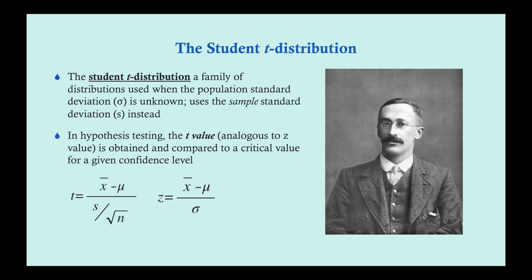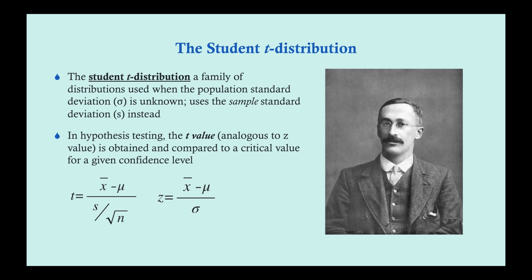All right, so what is the student T distribution? Well, basically, it's very similar to the normal distribution, except you're dealing with small sample sizes. So this guy here, his name's William Sealy Gosset. He worked at the Guinness Brewery in Dublin. He was an English statistician, and he worked with small sample sizes.